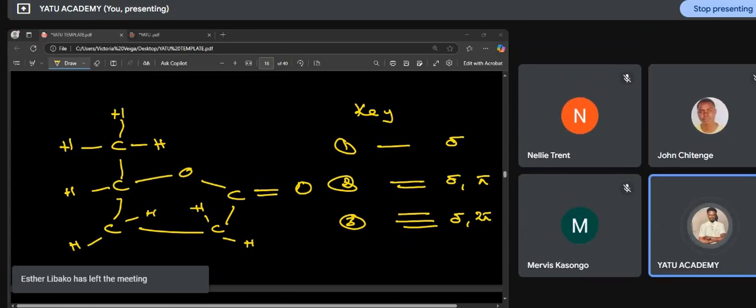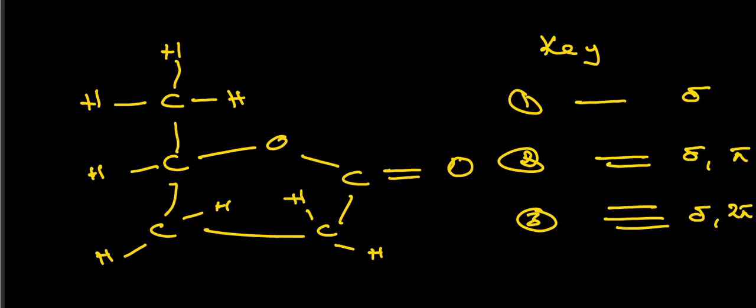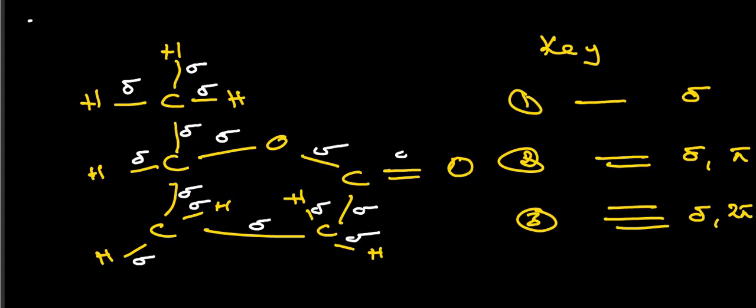So here you have a sigma bond. Here you have a sigma, a sigma, a sigma there, a sigma, a sigma, a sigma, a sigma here, a sigma there. You have a sigma here, you have a sigma here, and you have a pi. So meaning you just have one pi bond. Then how about the sigmas? How many are they? 1, 2, 3, 4, 5, 6, 7, 8, 9, 10, 11, 12, 13, 14, 15, 16. So you have 16 sigma bonds.